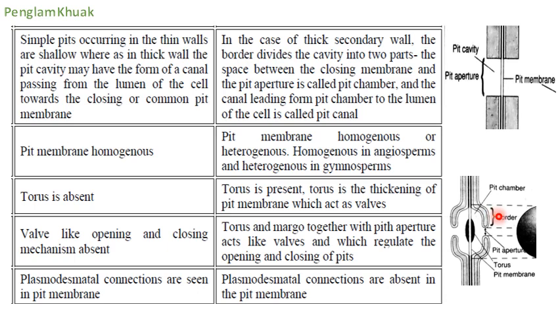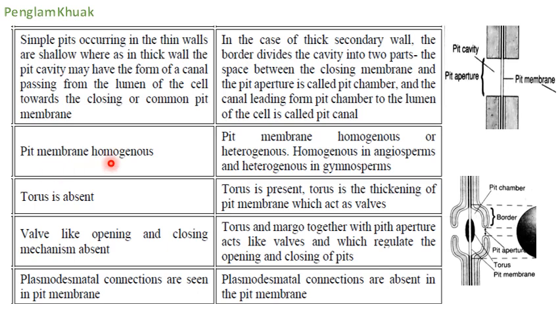Number one, the space between the closing membrane. This is the closing membrane, all this is the closing membrane, and the pit aperture is this small hole. This empty space they call the pit chamber. The canal all the way leading from this pit chamber to the lumen of the cell is called the pit canal. The pit canal allows the passage of nutrients, microbodies, etc. from one cell to another cell.